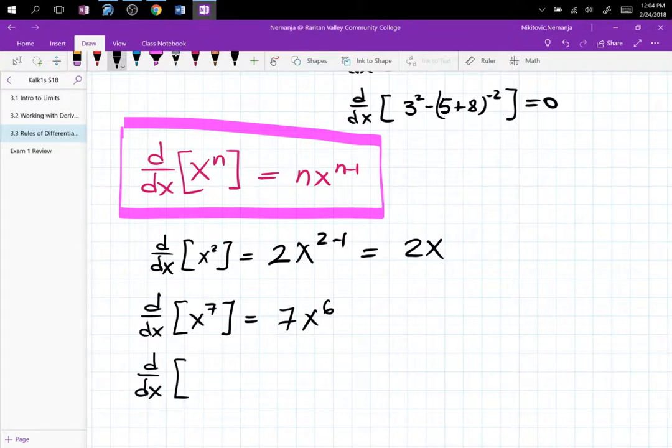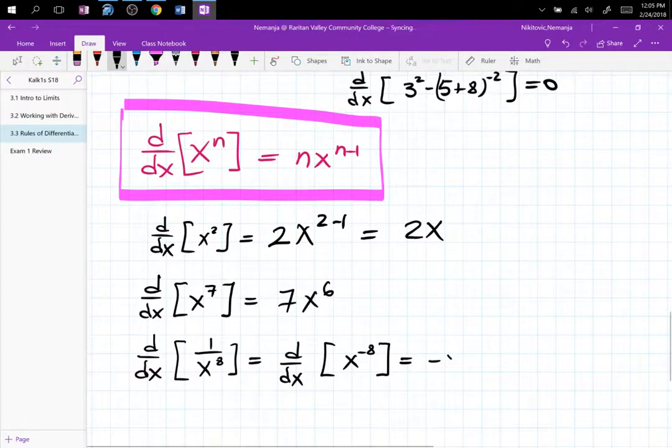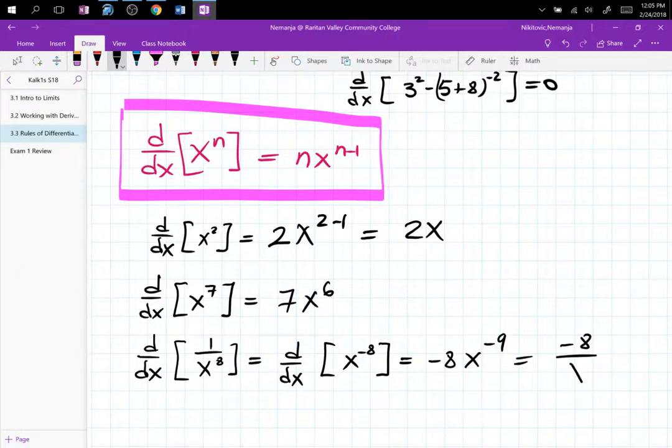Also on this pile, what is the derivative of 1 over x to the 8th? Well, we have to rewrite it a little bit, right? So the formula applies. What should I rewrite this as? X to the negative 8. Go on. Use the formula. What do we get? We get negative 8 x to the negative 9. Very good. Which is negative 8 over x to the 9. Perfect.